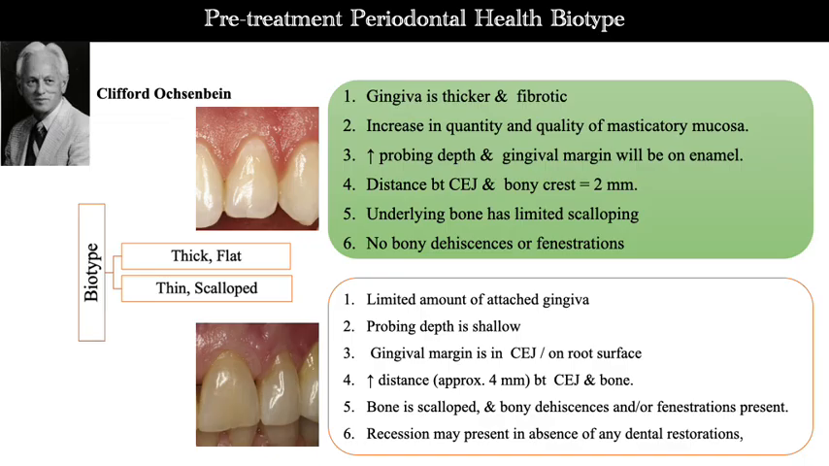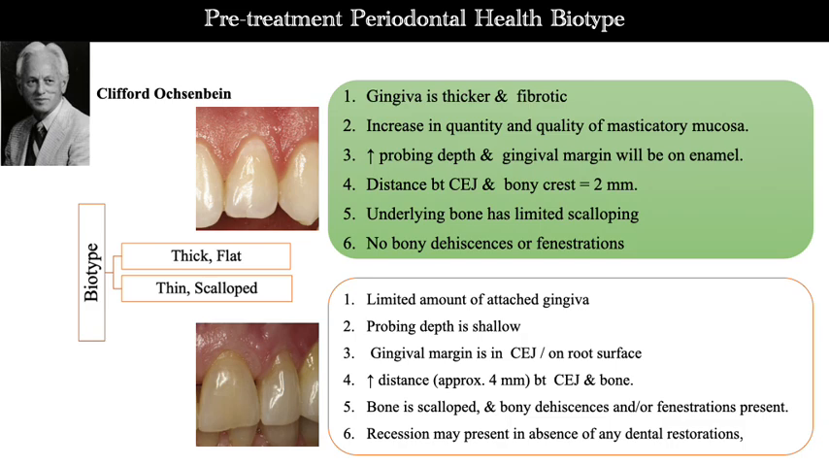Now, there are a lot of studies which have evaluated the biotype, and a lot of classifications are also given by various other authors, out of which the most accepted classification is given by Clifford Ochsenbein. According to him, there are only two different types of biotype: the thick flat biotype and the thin scallop biotype. Now, the thick flat biotype is the biotype we want for the gingival displacement to happen well, and it is more favorable for doing a mechanical gingival displacement.